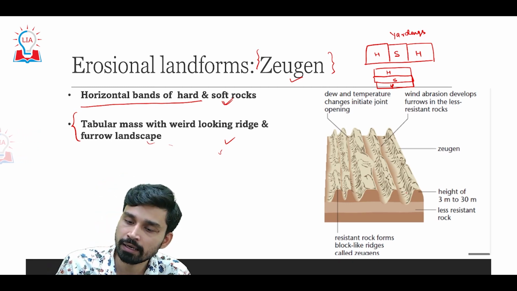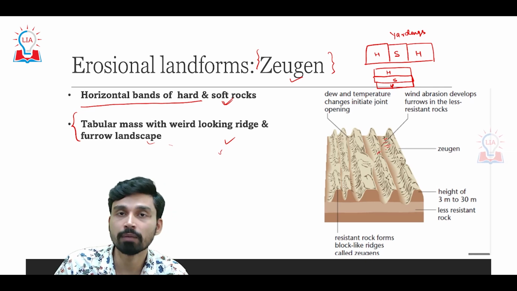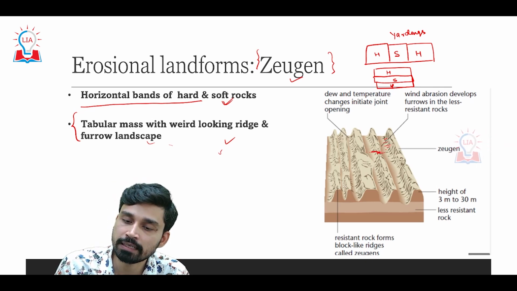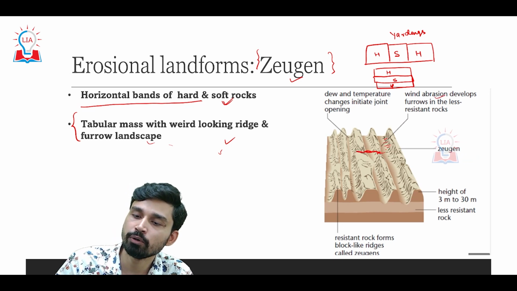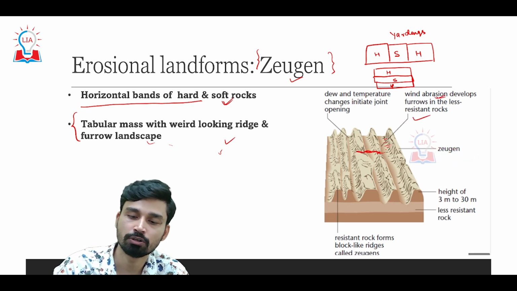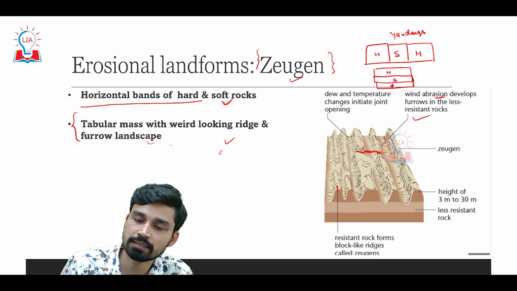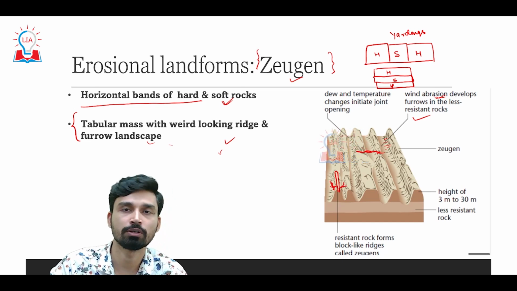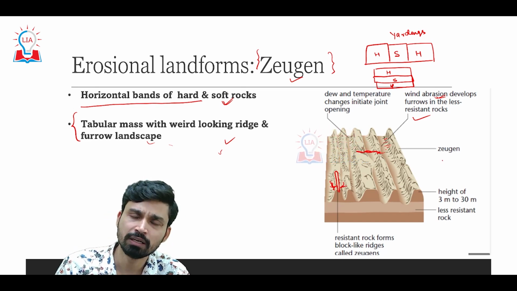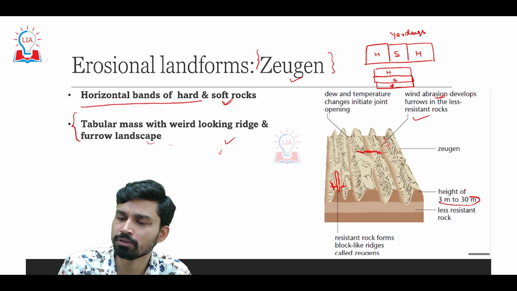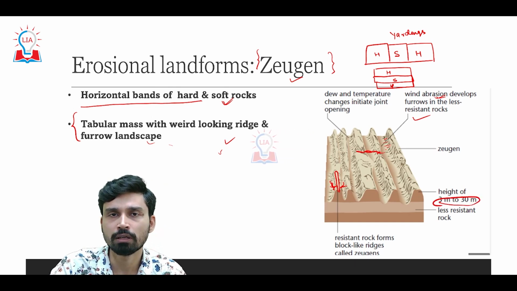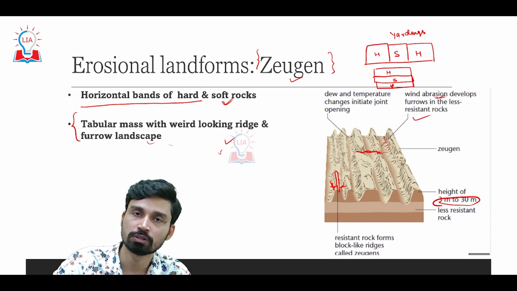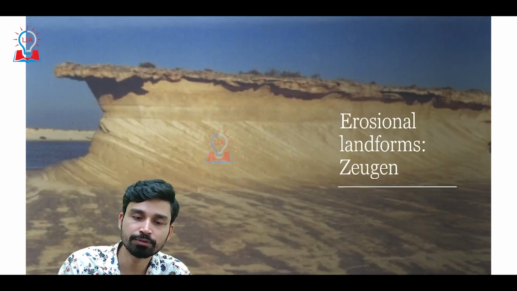As you can see here also, the area that is made up of less resistant rocks is eroded at a faster rate, and that is why, due to continuous erosion, a furrow-like structure develops here. Here we can see the harder rocks, which are eroded at a slower rate, while at the bottom side we have softer rocks that are eroded at a much faster rate, and this leads to the development of Zeugen. The height of Zeugen is generally between 3 meters to 30 meters if you see Zeugen all across the world. This is the actual picture of Zeugen.